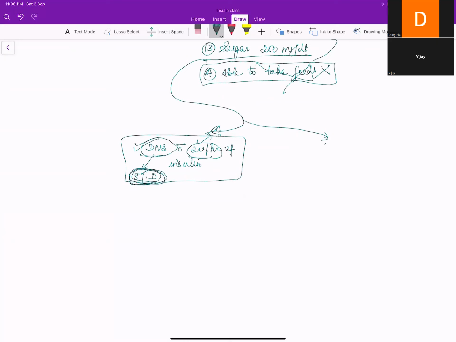Suppose the patient is taking feeds. The patient being able to take feeds means there's no point in giving DNS, right? So we have to shift over to subcutaneous insulin. That is our ultimate aim. So how to give insulin subcutaneously?